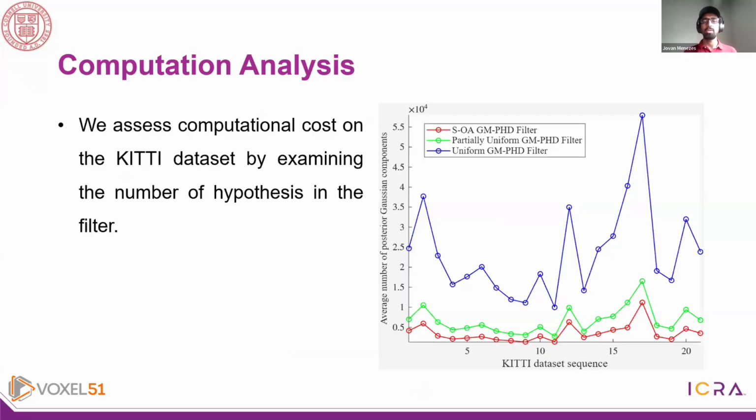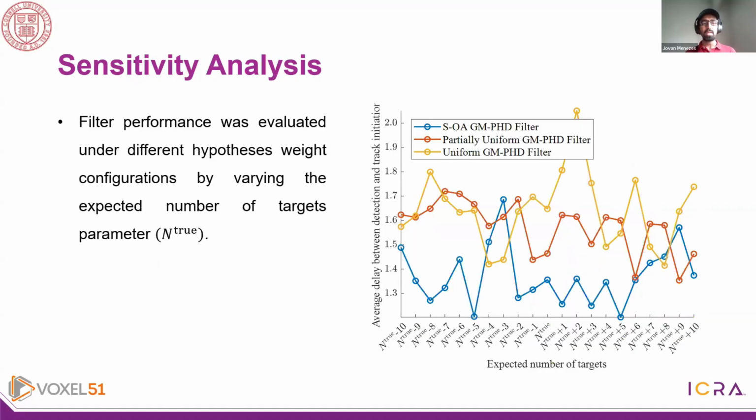We also evaluate the computational performance of our method against the baseline approaches. And here we see how our method, and we evaluate that based on the number of Gaussian components in the posterior intensity of the filter. And here we see how our method has a lower number of components, as expected, than the two baseline approaches. So this helps to improve real-time performance, which is required for a lot of applications.